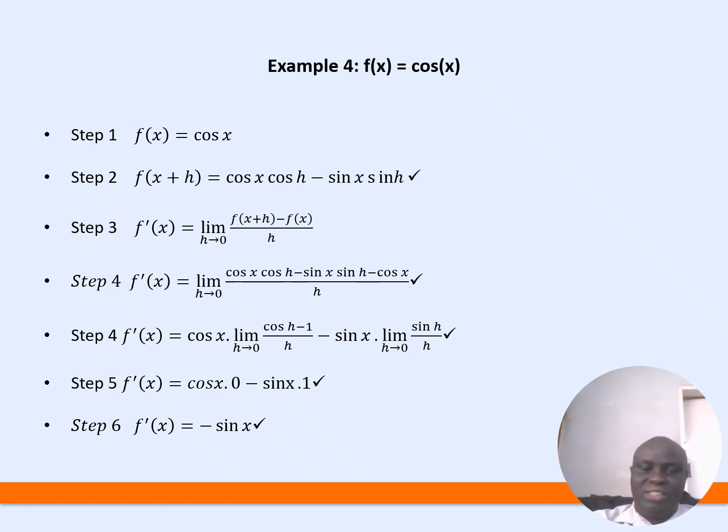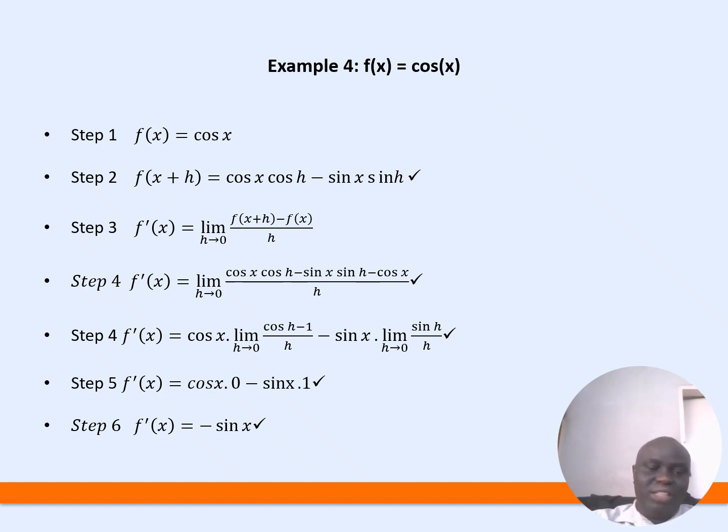So wherever you see cos h minus 1, which is this one here, that's cos x multiplied by 0. While sin h over h tends to 1. That's why you see 1 here multiplied by sin x. So the final answer here will be negative sin x. So when you differentiate cos x, you're actually going to get negative sin x.